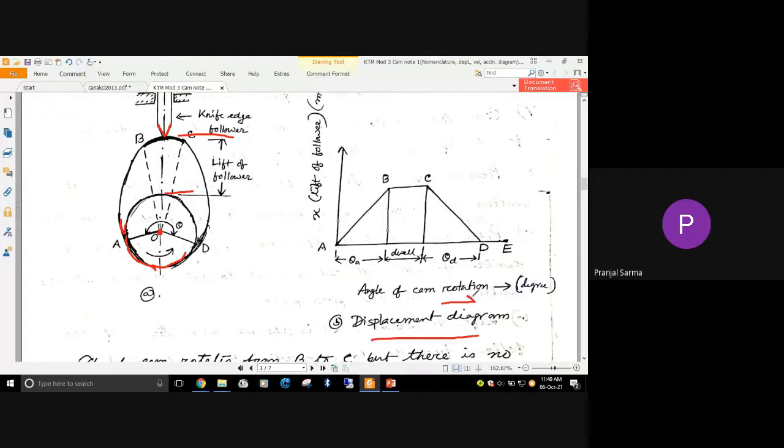we show the cam angular rotation theta along the x-axis and the lift of the follower along the y-axis. Here you can see that for the duration theta a, the lift goes from zero position to the maximum. This angle, for which the follower begins to rise and reaches the maximum position, is theta a, that is, the angle of ascent.